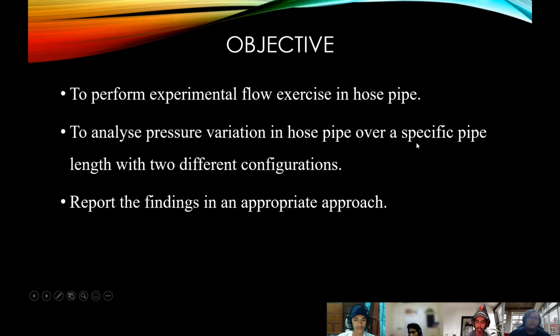So the third one, we go to the objective. The first objective is to perform an experimental flow exercise in hose pipe. The second one is to analyze pressure variation in hose pipe over a specific pipe length with two different configurations. And the last objective is to report the findings in an appropriate approach.